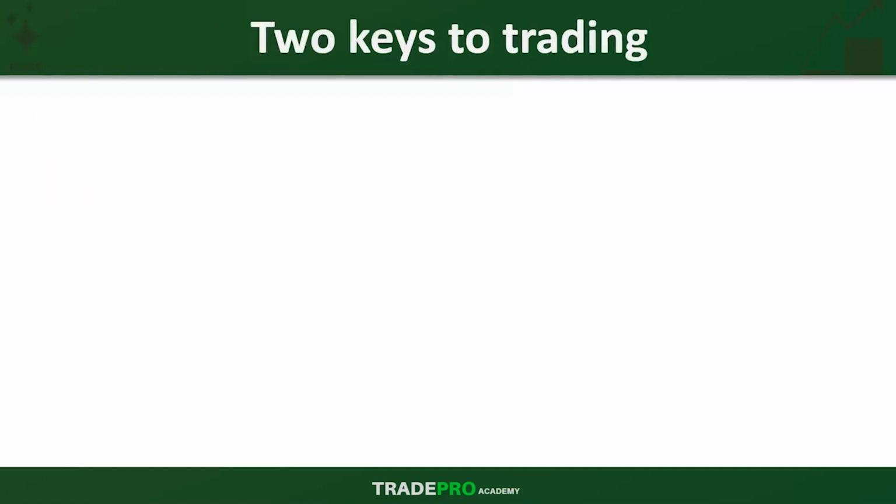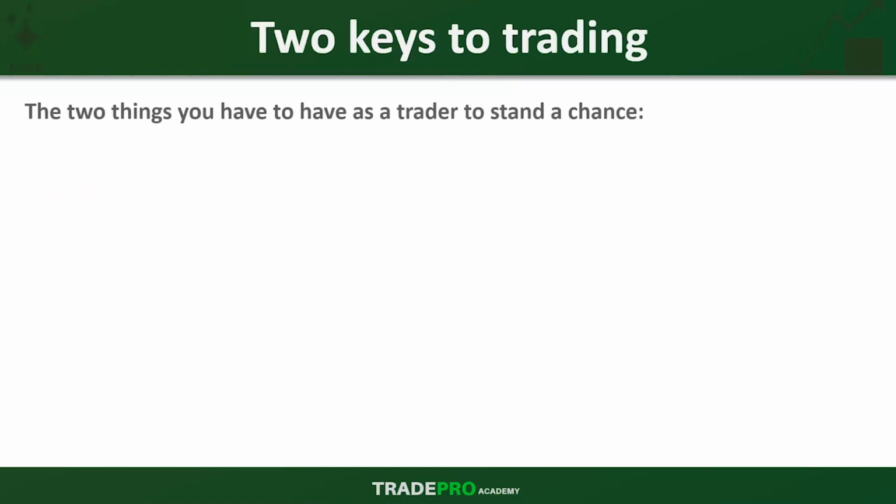What's the next step? So 2 keys to trading, right? You have 2 things as a trader to stand a chance, right? These 2 things is what you need. 1, a trading strategy, right? Very plain and simple. And then 2, trading psychology. These go hand in hand, right? You can't have one and then not have the other, right?